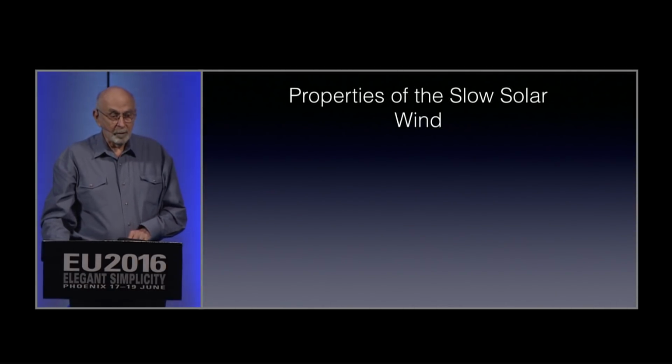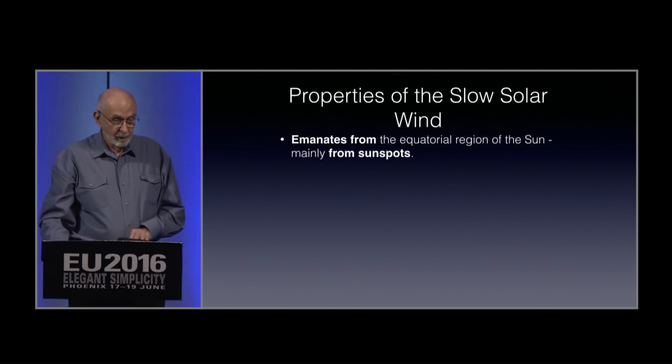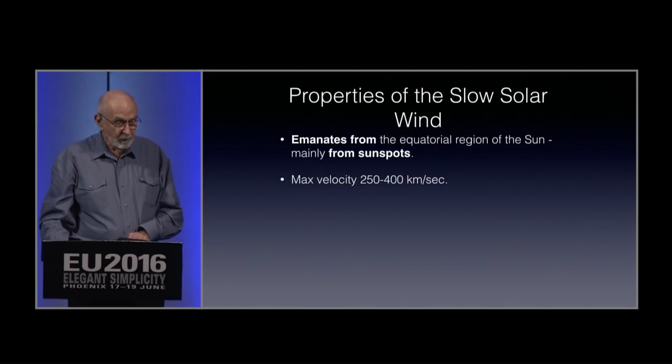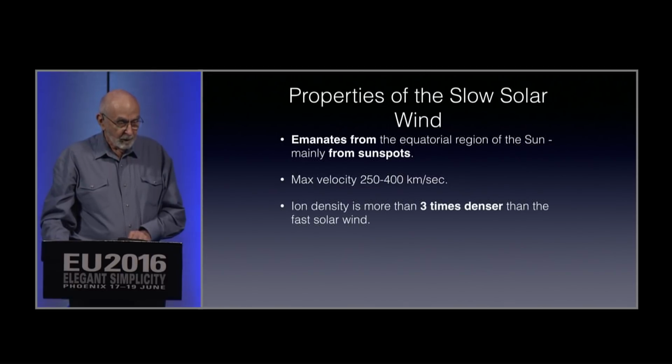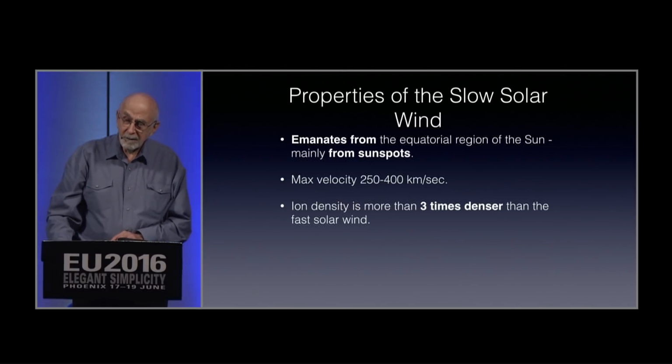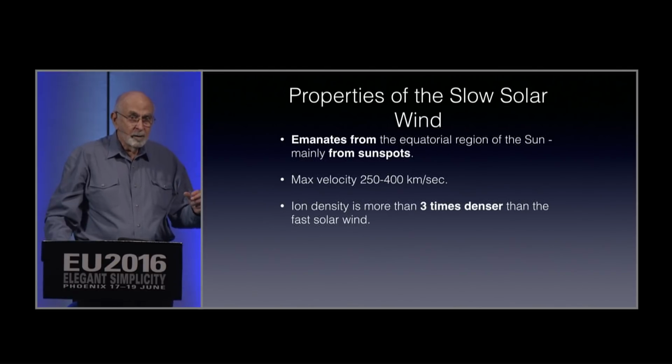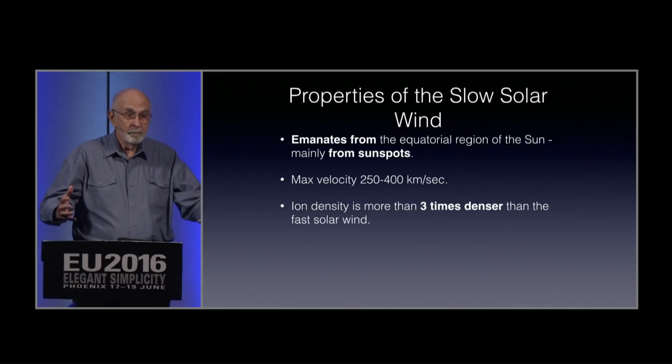How about the slow solar wind? It emanates from the equatorial region, mainly from sunspots. The maximum velocity is about 400 kilometers per second. And the ion density is more than 3 times denser than the fast solar wind. Okay, so the slow solar wind is slow, but it's got a lot of stuff in it.